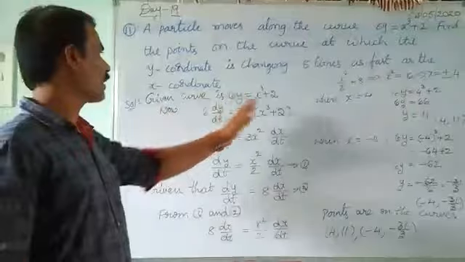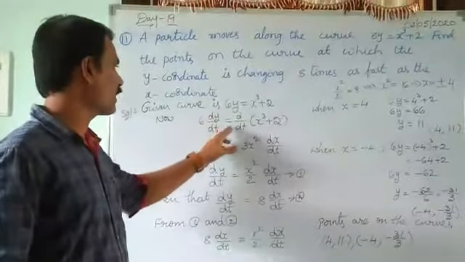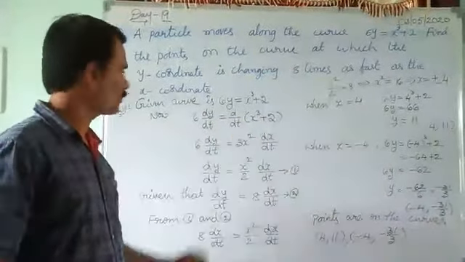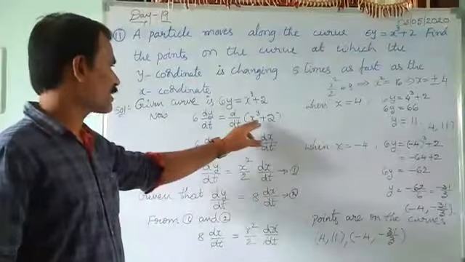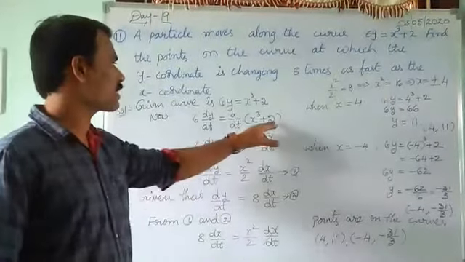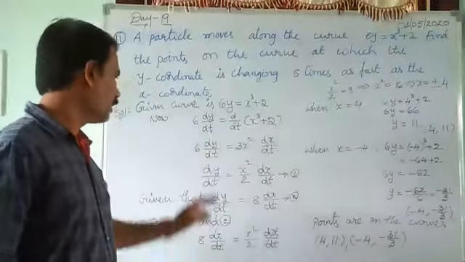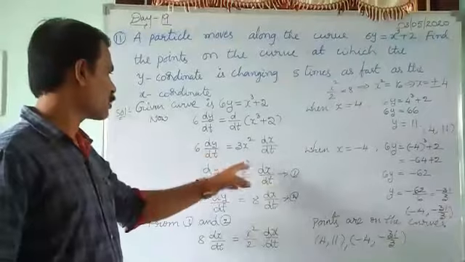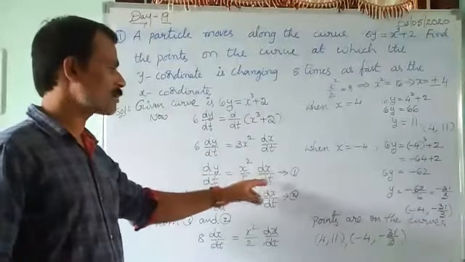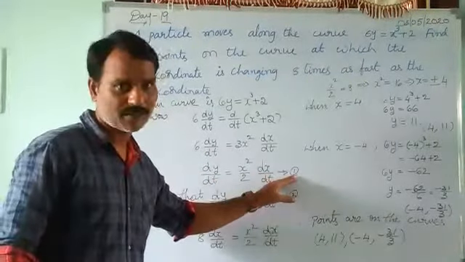Applying differentiation with respect to t, 6 into dy by dt is equal to d by dt of x cube plus 2. And 6 into dy by dt means x cube's derivative, 3x square into dx by dt. The constant's derivative is 0. So dy by dt is equal to, by transposing, x square by 2 into dx by dt. This is considered as equation 1.